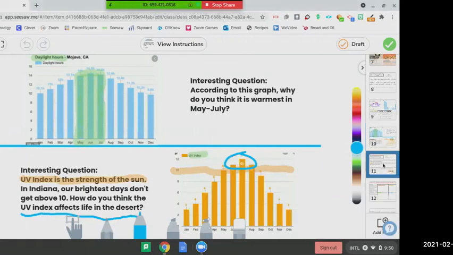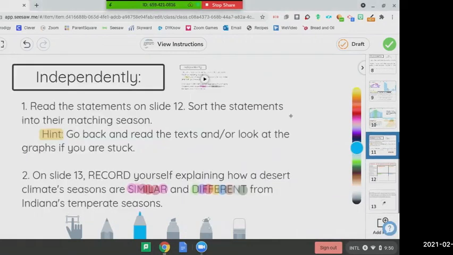All right, let's talk about your independent work before you go. Your independent work is on slides 11 through 13. On 11 are the directions. It says you're going to read the statements on slide 12. You're going to sort the statements into their matching season. A hint to you is to go back and read the text or look at the graphs if you're stuck. On slide 13, you're going to record yourself. This is a speaking grade. Record yourself explaining how a desert's climates are similar and different from Indiana's temperate seasons.